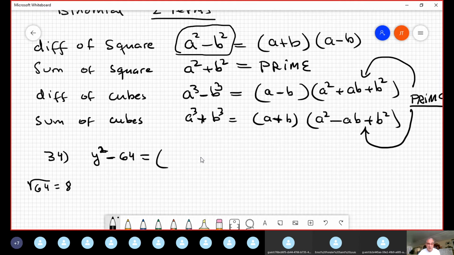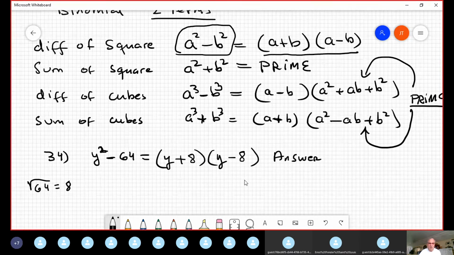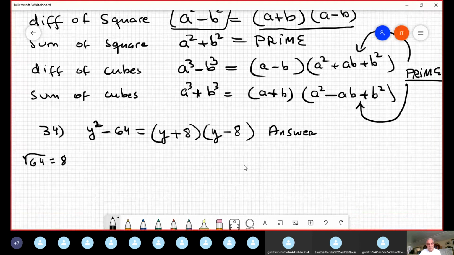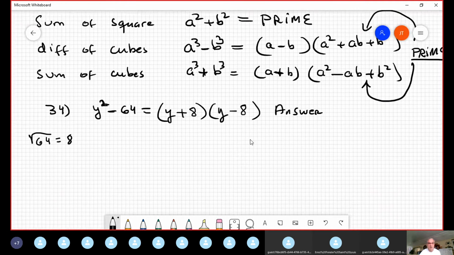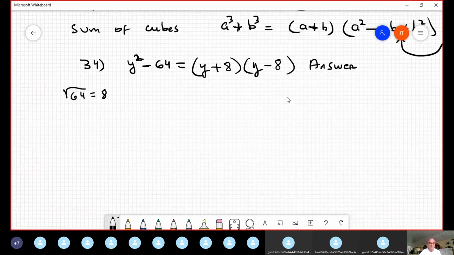So you immediately open two parentheses like that, the formula, and you put the square root of the first, which is y, and the square root of 64, which is 8, plus and minus. The order is not important, and this is the answer. Super easy. Binomial is super easy. Trinomial is a little bit complicated, but binomial is super easy. Do you follow me?